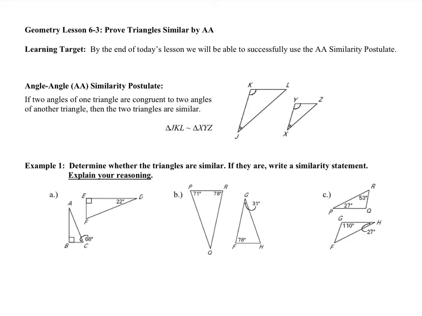So if we look at the picture to the right here, angle K is congruent to angle Y, and angle J is congruent to angle X. So this makes these two triangles similar.